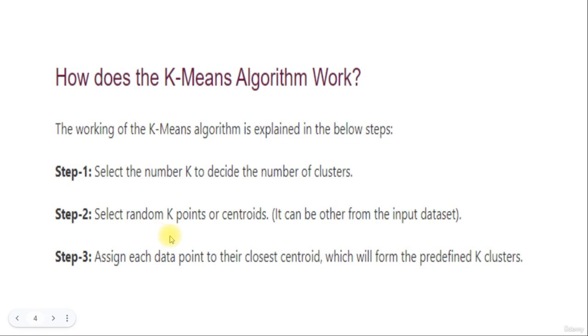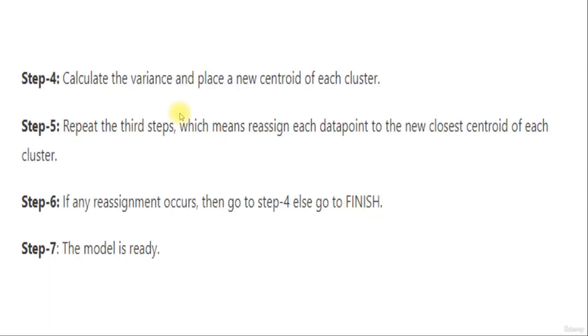Now second, select random k points or centroids. It can be other than the input dataset. Step 3 says that assign each data point to its closest centroid, which will form the predefined k clusters. Now step 4, calculate the variance and place a new centroid of each cluster. Repeat the third step, which means assign each data point to the new closest centroid of each cluster. If any reassignment occurs, then go to step 4, or finish. Now the model is ready.